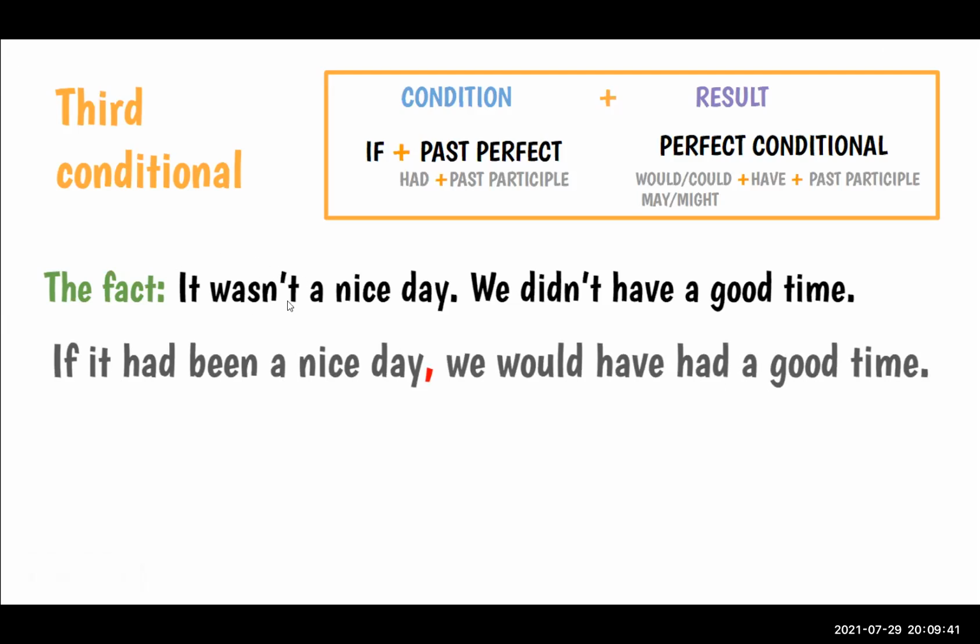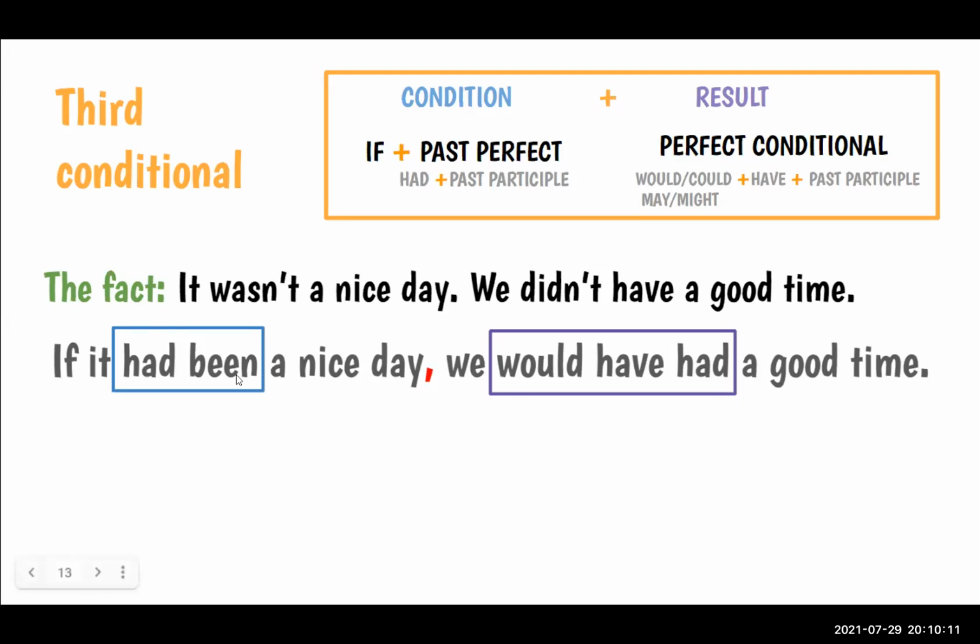As you can see, we are using the verb to be in the past perfect. And we use here the verb have in the perfect conditional form. Would have had a good time. Very good. So as you can see in the third conditional, we can also use the if clause, or the condition, at the beginning, and we separate this from the result with a comma.